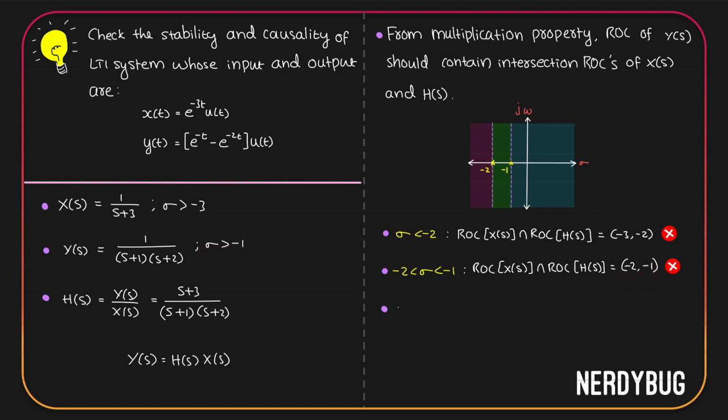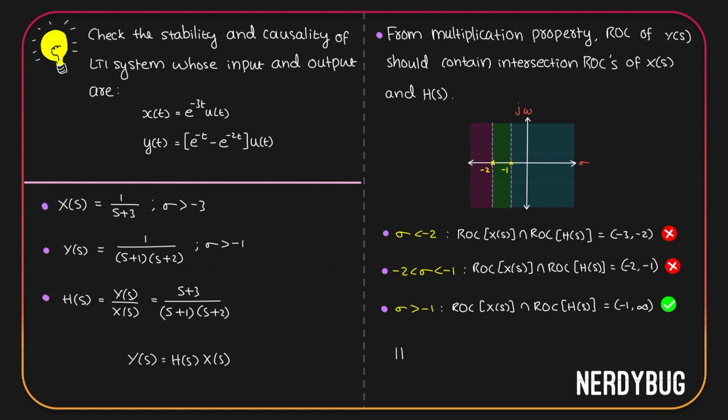Let us check the last one. Sigma is greater than minus 1. ROC of X(s) is sigma greater than minus 3 and that of H(s) is sigma greater than minus 1. So we can write the intersection of ROC of X(s) and ROC of H(s) is going to be from minus 1 to infinity. Let us check it with the ROC of Y(s). Y(s) has ROC sigma greater than minus 1, which is definitely including minus 1 to infinity. So this is our correct option.